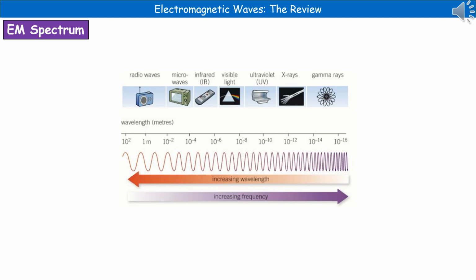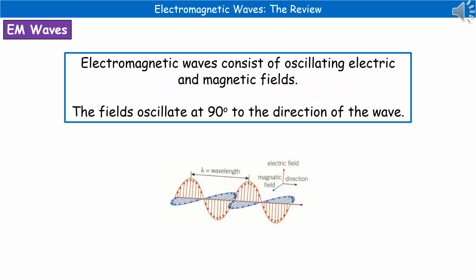The other things we need to know are the patterns of the increasing wavelength and increasing frequency. So what we can actually see is that the longest wavelength and lowest frequency are the radio waves, and then you work all the way down the line until you get to the one with the shortest wavelength and the highest frequency, which are the gamma rays.